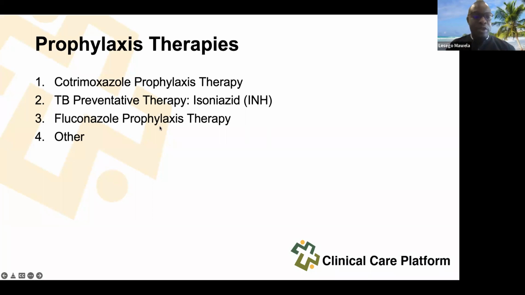And then there's other, because I want you to be aware that when you read the South African HIV guidelines, we tend to talk about these first three prophylaxis therapies. There's other things that we need to consider. And if you're going to write the diploma as well, you need to know about that.